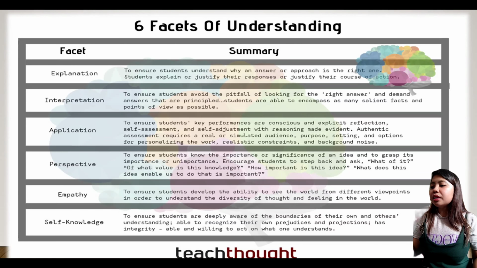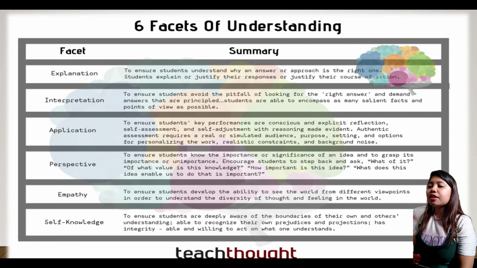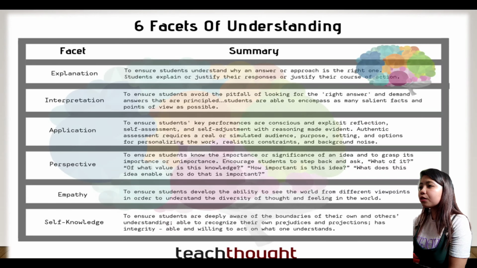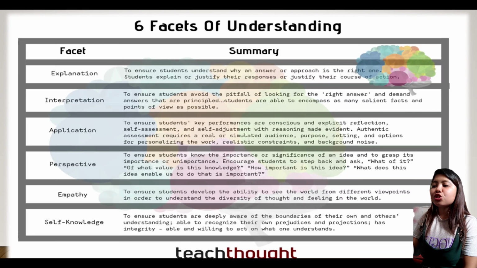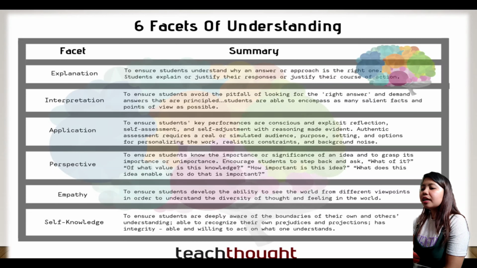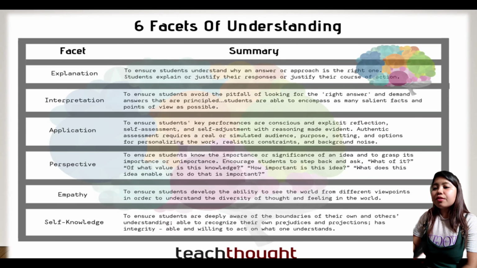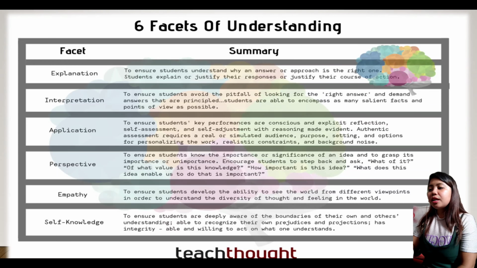And the next one, empathy. Empathy means to ensure students develop the ability to see the world from different viewpoints in order to understand the diversity of thought and feeling in the world. The last of the six facets of understanding is self-knowledge. Self-knowledge means to ensure students are deeply aware of the boundaries of their own and others' understanding, able to recognize their own prejudices and projections, have integrity, and are able and willing to act on what one understands.